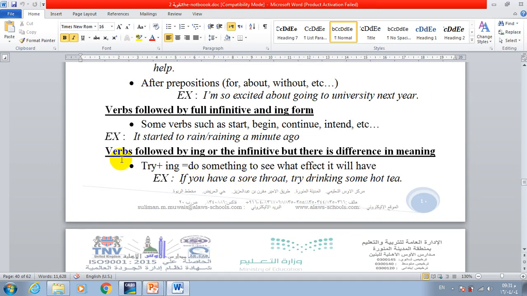And there are some verbs followed by ing or the infinitive, but there is a difference in meaning. Here in the first example, there isn't any difference in the meaning. We can say it started to rain, and we can say it started raining. But there are some verbs followed by ing or the infinitive where there is a difference in meaning.